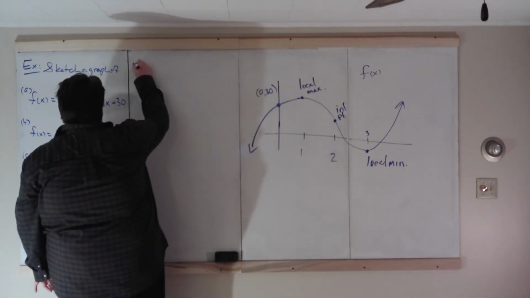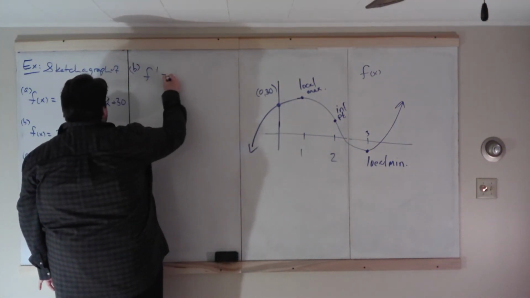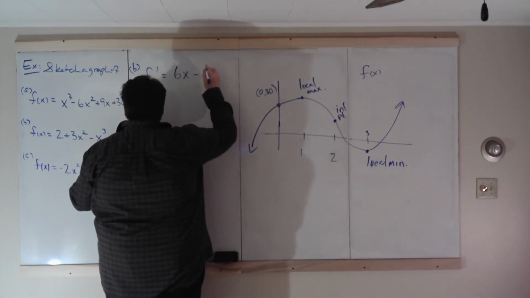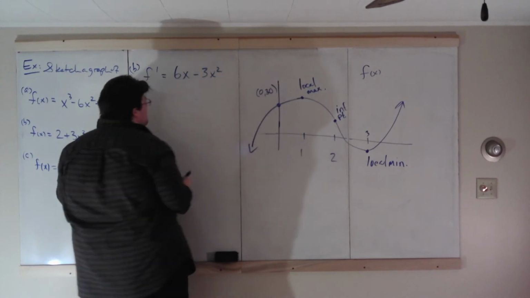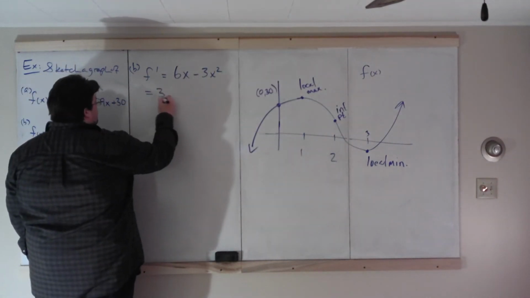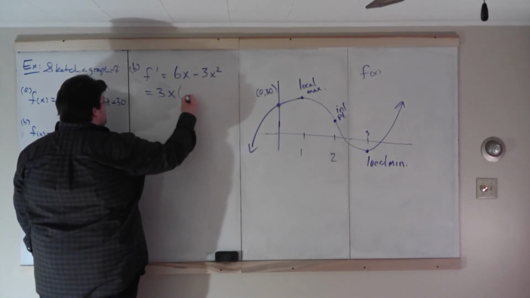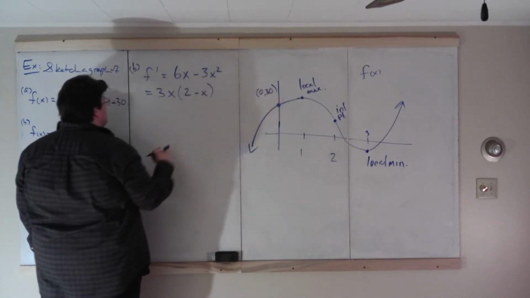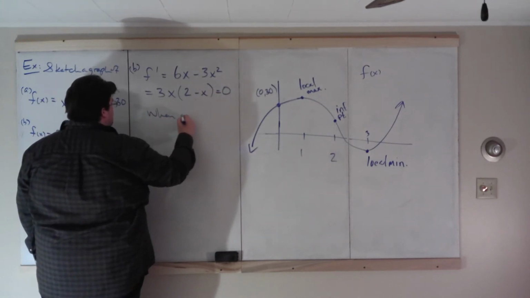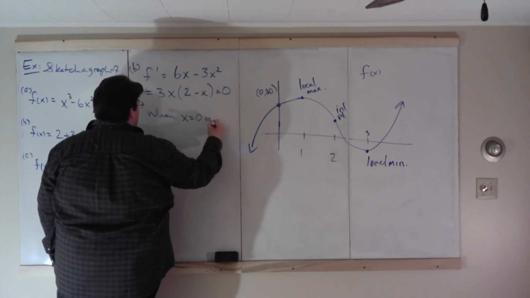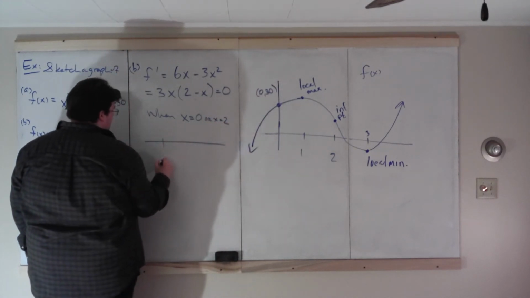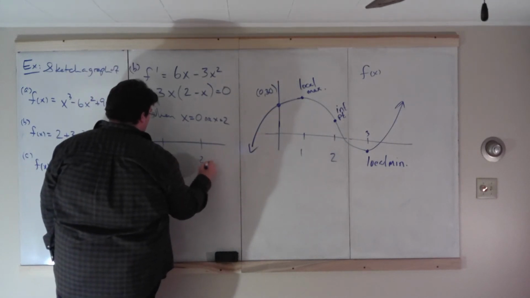B. Well, again, we need the first derivative. First derivative here is 6x minus 3x squared. We want to set this equal to 0, but again, this factors, so I'll factor it right now. We can factor a 3x. Each thing has a 3x, and we're left with a 2 minus x. And when is this 0? It's 0 when x equals 0 or x equals 2. So we'll break our interval at 0, and we'll break our interval at 2.